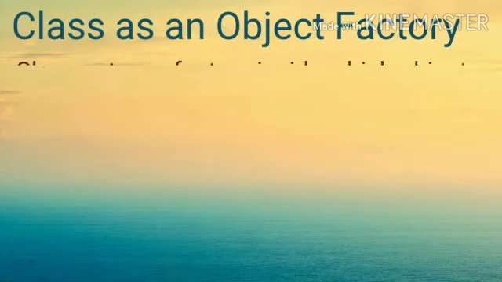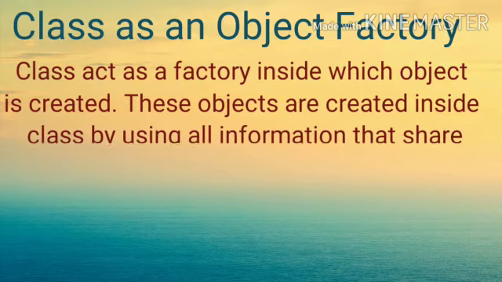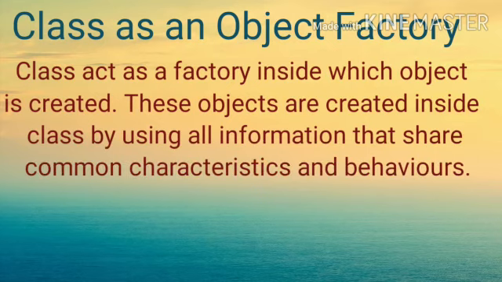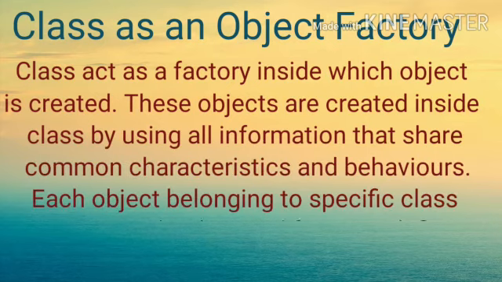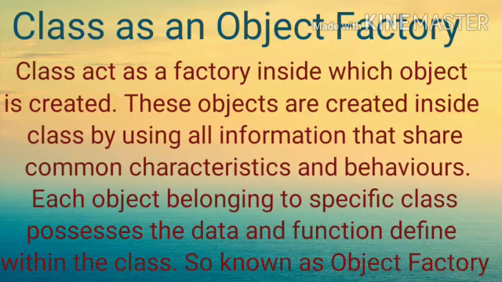Class as an object factory. A class acts as a factory inside which objects are created. These objects are created inside the class by using all the information that shares common characteristics and behavior. Each object belongs to a specific class and processes the data and the functions defined within the class. So the class is known as the object factory since objects are created inside the class.